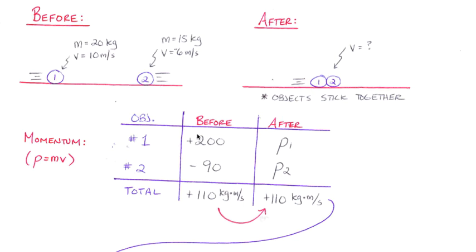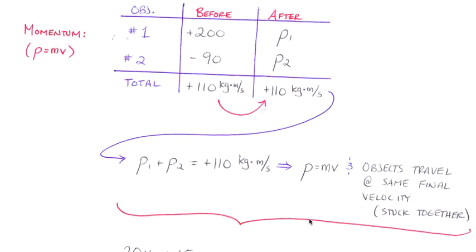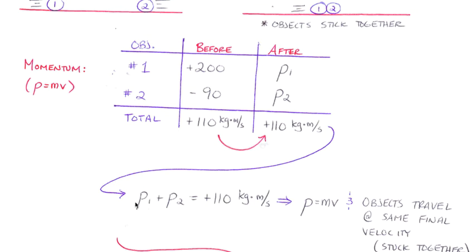Again, I'll calculate my total momentums before. So 20 times 10 is 200. Negative 6 times 15 is negative 90. And afterwards, I know object 1 and object 2 have momentum, but I don't quite know what they are. I do, however, know that the total momentum before has to be equal to the total momentum afterwards. So therefore, the momentum of object 1 plus the momentum of object 2 must equal 110 kilogram meters per second.